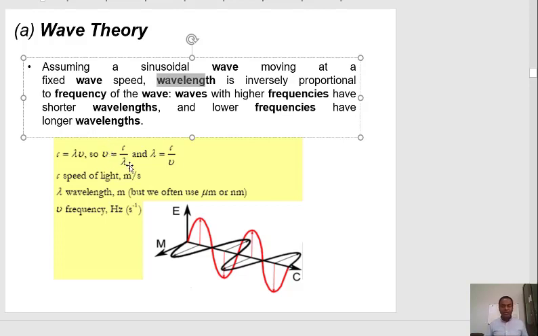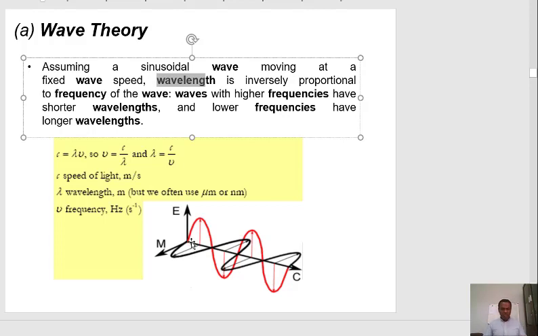Electromagnetic energy is composed of electrical energy and magnetic energy. Both electrical and magnetic energy are oriented at 90 degrees to each other and propagate in a sinusoidal fashion at the speed of light c. This is generally what wave theory says.